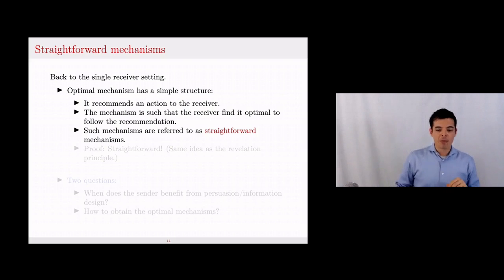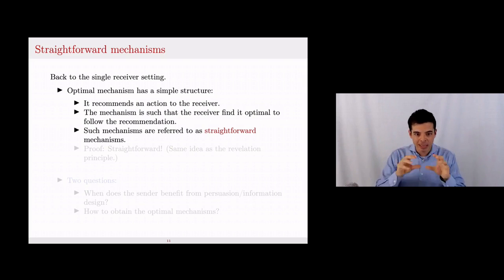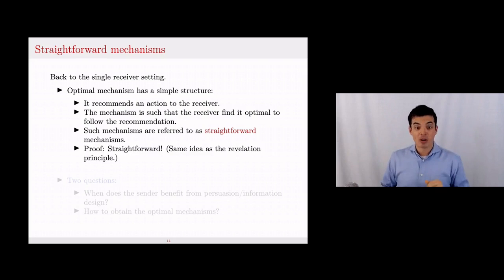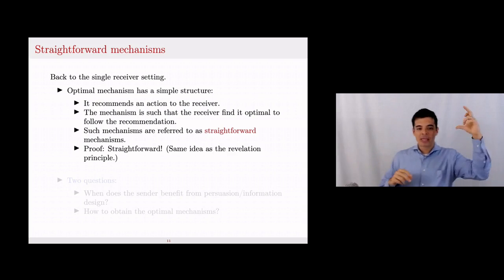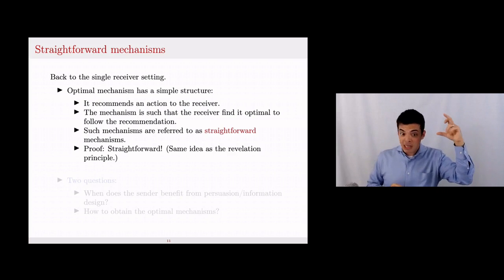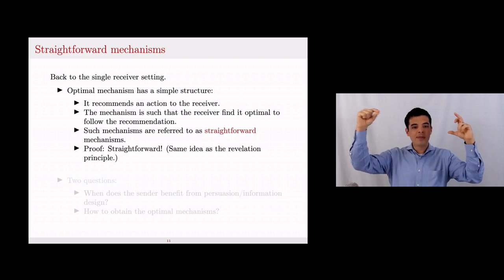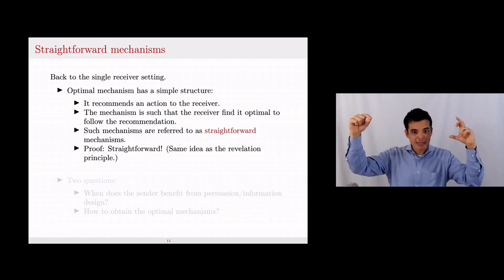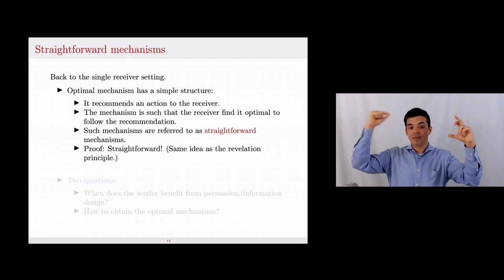The proof of the optimality of straightforward mechanisms, or the proof that it is without loss of optimality to restrict attention to this class of mechanisms, is also straightforward. This can be obtained through an application of the revelation principle. Specifically, suppose that I give you a mechanism that's not a straightforward mechanism, and in this mechanism, for some signal realizations, the receiver finds it optimal to take a certain action. Let me define another mechanism, which, when the original mechanism sends one of these signals, the new mechanism just sends a recommendation to take this action.